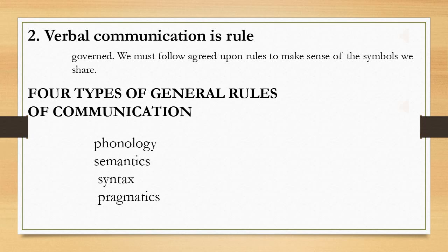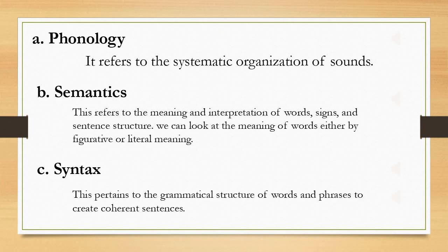There are 4 general rules for verbal communication: phonology, semantics, syntax, and pragmatics. A. Phonology. It refers to the systematic organization of sounds. For example, we pronounce rock as rak to mean exactly what the word means in English. If we mispronounce it, it could mean another thing.